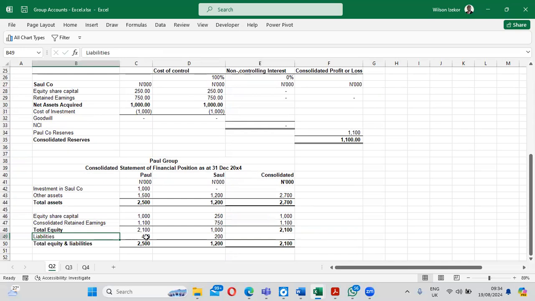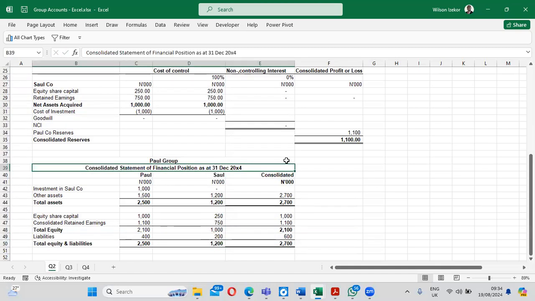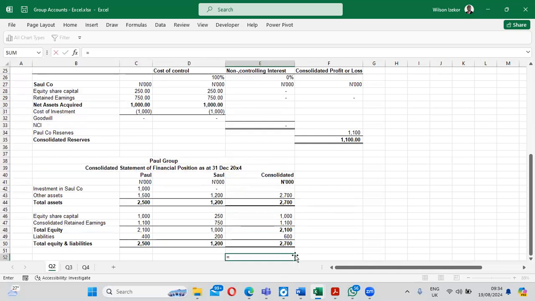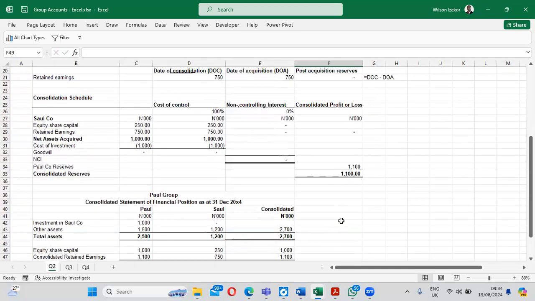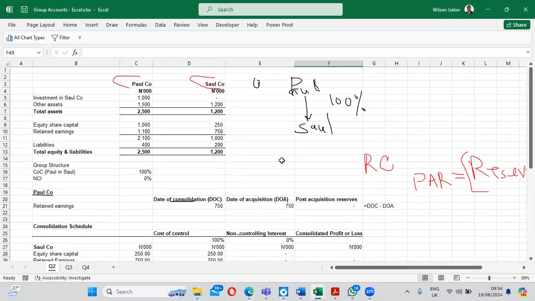So the last is the liabilities. The liabilities is also very straightforward. Just pick your 400 plus your 200, and that gives you 2.7. So you can see that our balance sheet is balanced. Okay, so that's how you prepare a very simple consolidated statement of financial position when there is 100% acquisition at the date of consolidation.